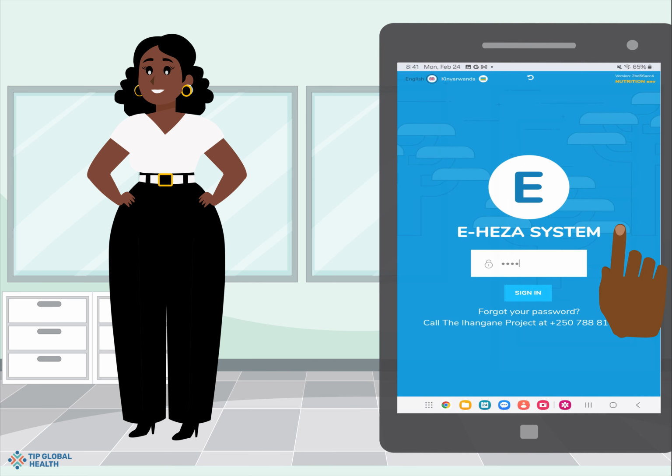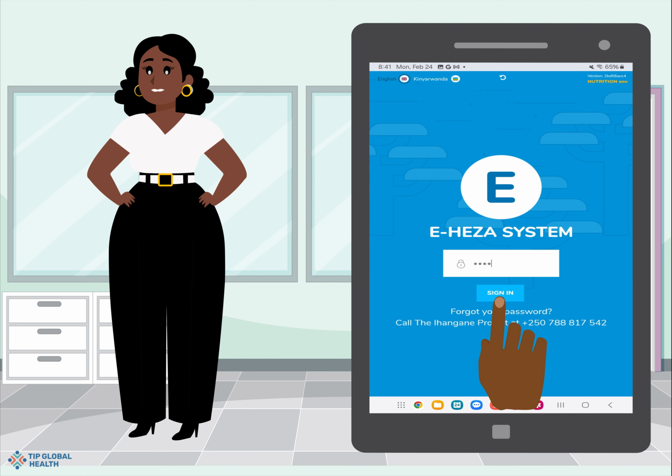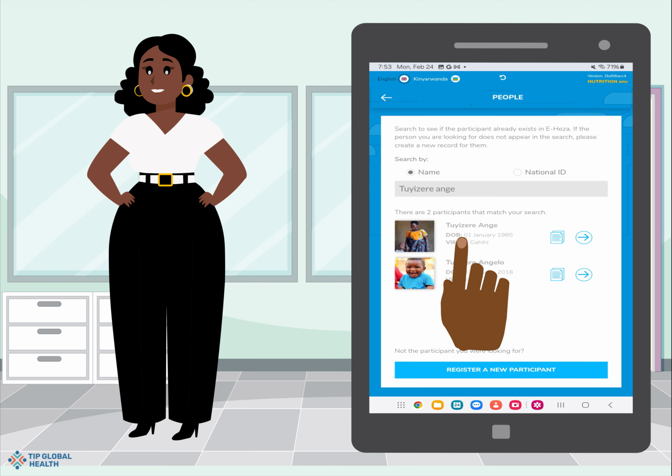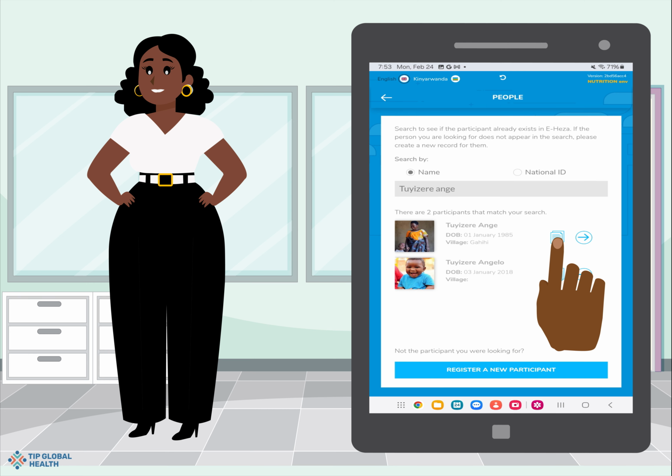To begin, first log into eHAZA and select Patient Directory. Then enter the patient's name and select Document icon next to their name.